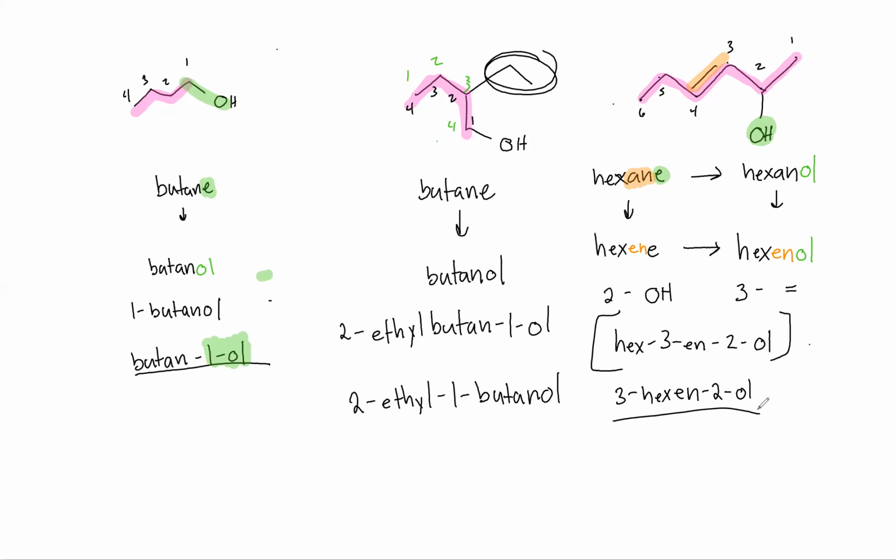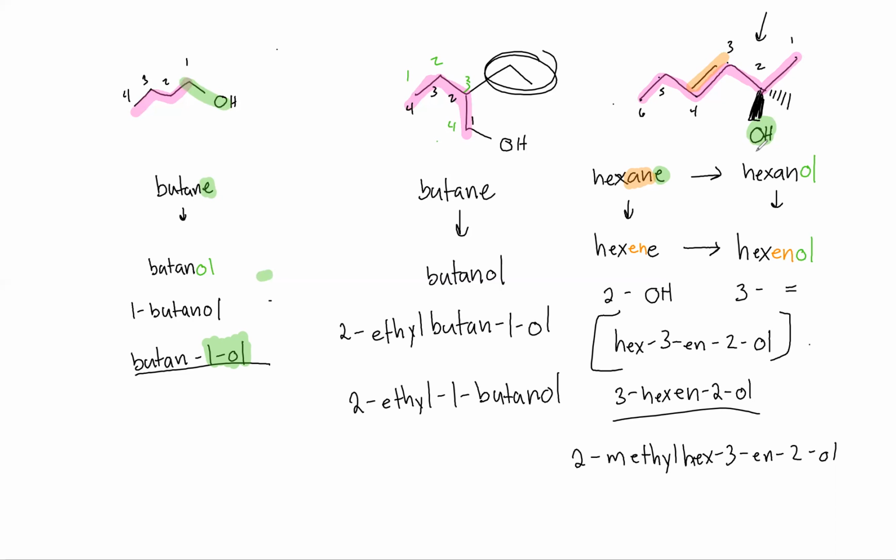So let's use that question that we had earlier. For example, what if we had an ethyl or a methyl group right here? Well, what we'd have to do is say, okay, now I have a 2-methylhex-3-en-2-ol, but I'm not quite done because I also have to assign stereochemistry.